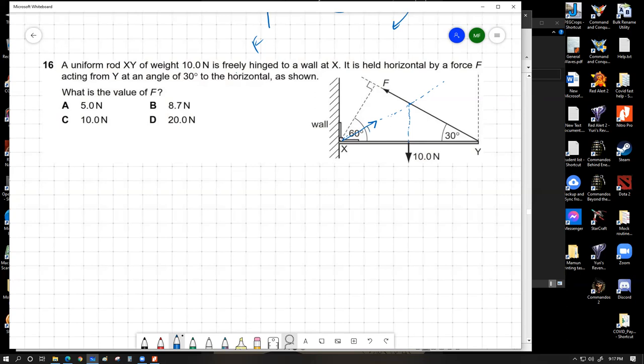I don't know how much this angle is. This is theta. This is the radiation force R.